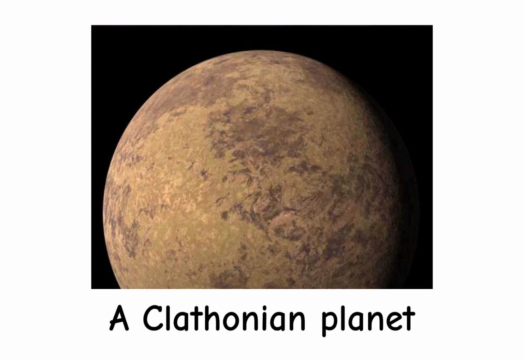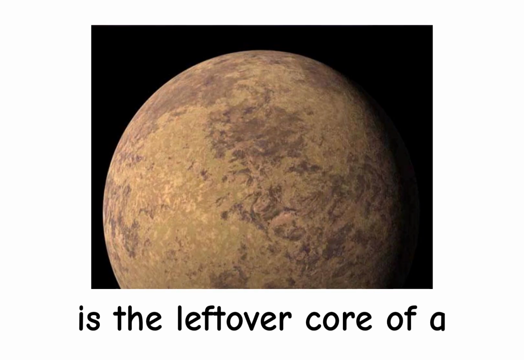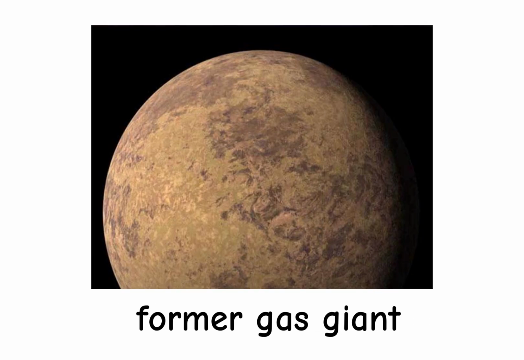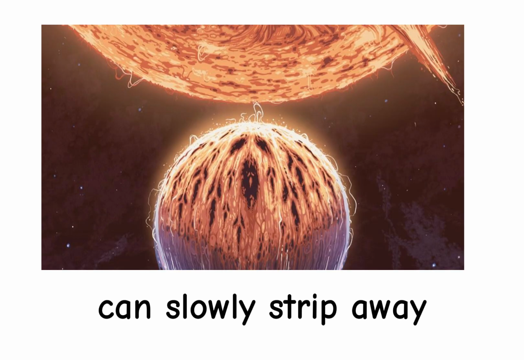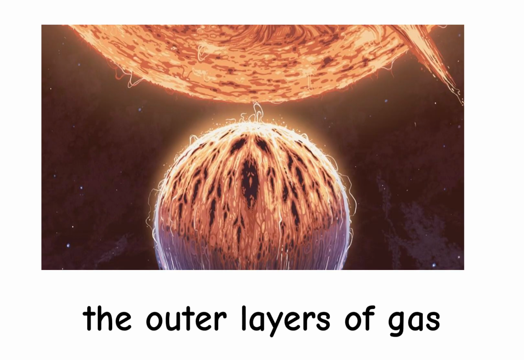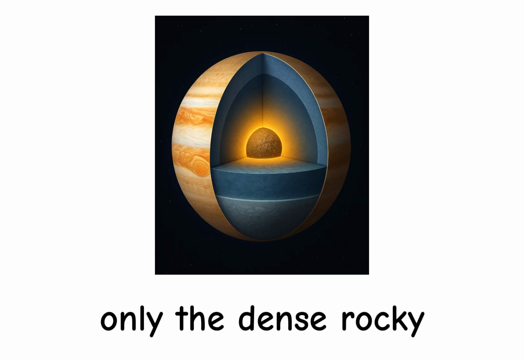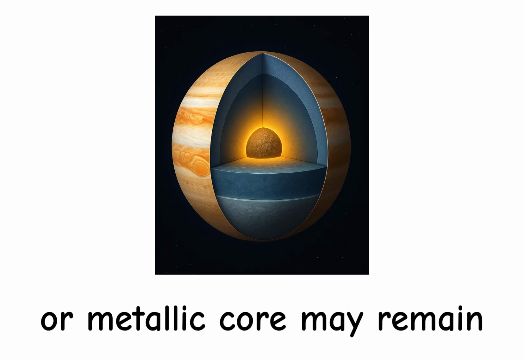Chthonian planet. A Chthonian planet is the leftover core of a former gas giant that has lost its outer atmosphere. When a gas giant orbits extremely close to its star, powerful radiation and stellar winds can slowly strip away the outer layers of gas. Over time, only the dense, rocky, or metallic core may remain.